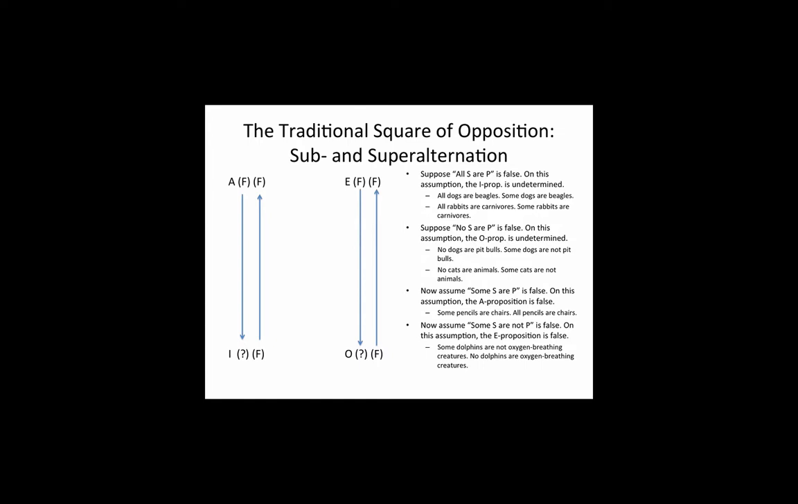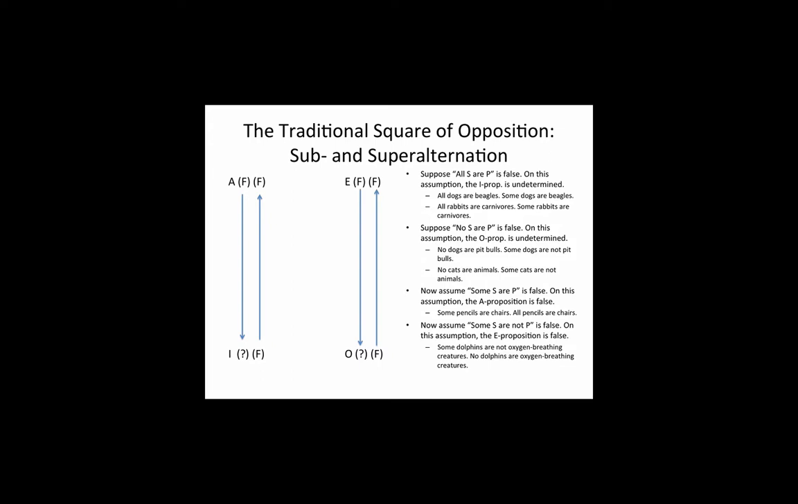Look at the examples. All dogs are beagles, that's false. Some dogs are beagles, that's true. All rabbits are carnivores, that's false. Some rabbits are carnivores, that's false. When the inference is sometimes true, sometimes false, in other words, when the inference is not necessitated, it's undetermined. The same goes for the E to O proposition. That is, we cannot infer the subalternation for a false universal proposition.